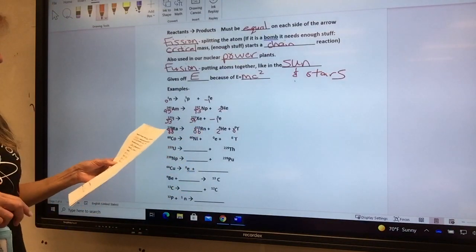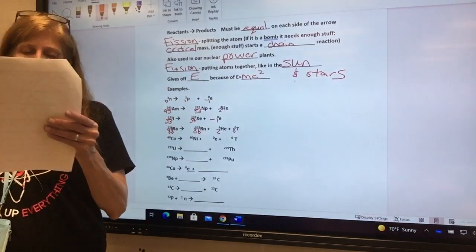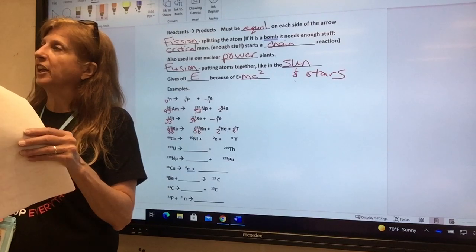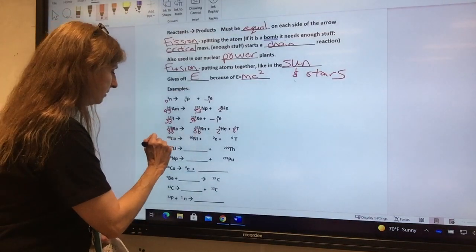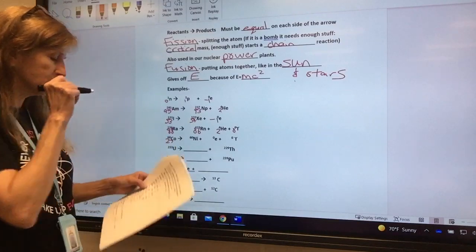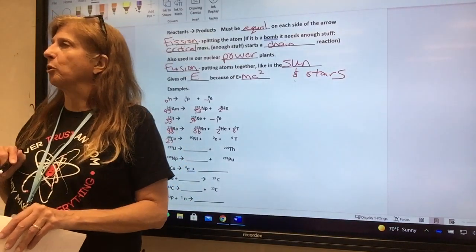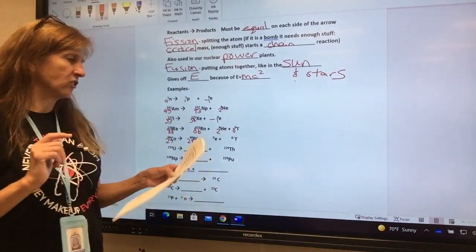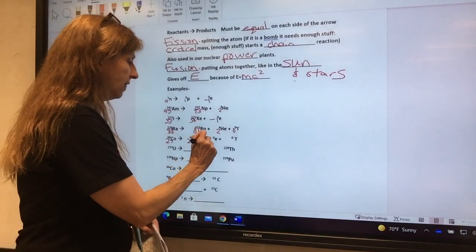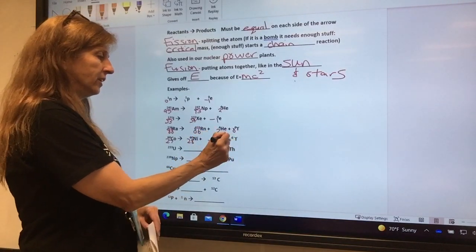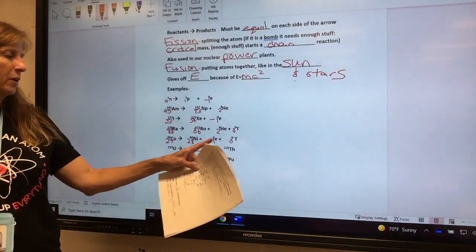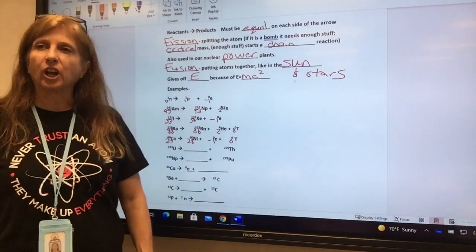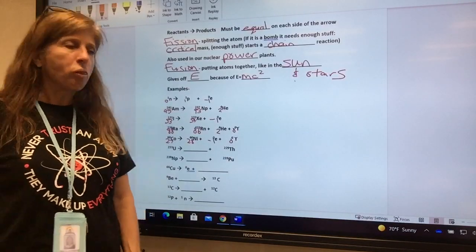Okay, so let's look at the next one. We have cobalt. What number is cobalt? It's in the middle, underneath M. 27. Okay, is it going to become nickel? What's nickel? It's near cobalt. 28. What symbol does the electron have? -1. And what symbol does the gamma particle have? 0. Does the math work? 28 minus 1 is 27. It works. Yay!